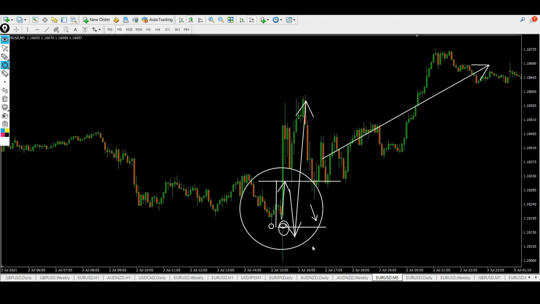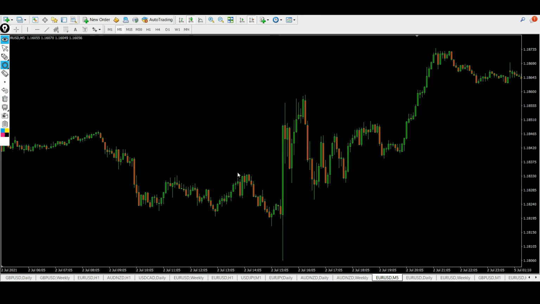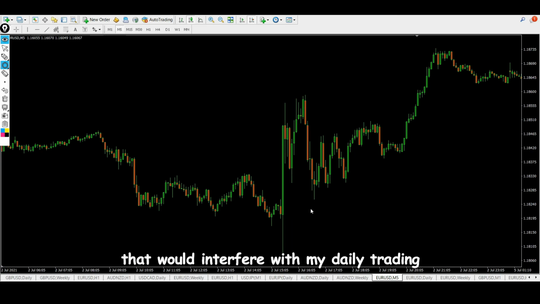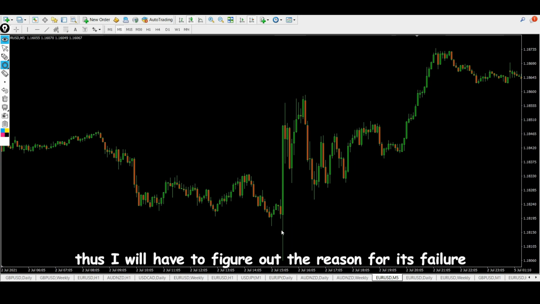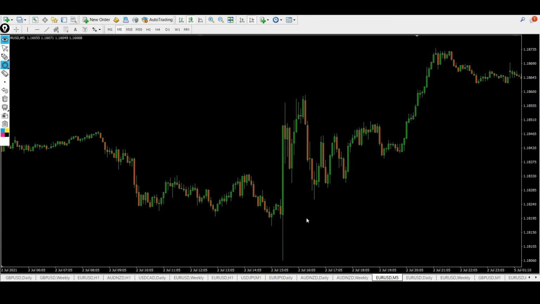Now there's two reasons why this situation is in my unknown trades list. Now first of all, it's because the NFP is only released once a month. Now if the NFP was released every week, then that would interfere with my daily trading, and thus I'd have to figure out the reason for its failure. However, in reality, since the NFP is only released once a month, I'm okay with missing out on trades if it's only once a month.